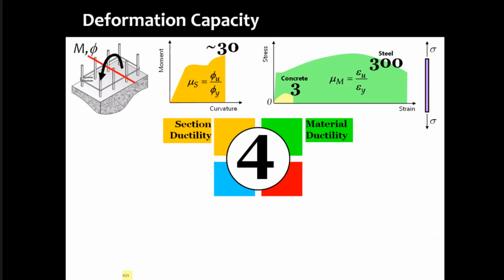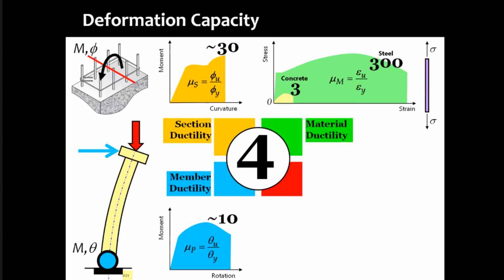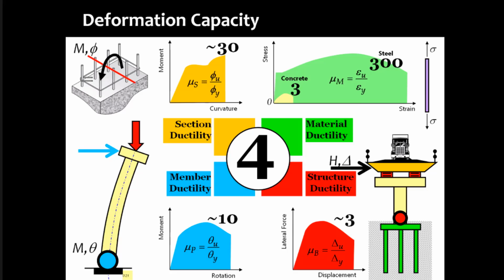Next, we come to section. This is where the game is. You have a choice to design the section carefully, and a little later I'll talk about how to make sure that you do all the right things. And the ductility here comes down to 30. From 3 and 300 together, it will give you a section ductility of 30. But if I put that in a member, the member ductility comes down to 10 as far as curvature is concerned. And then if I put the whole bridge together, I'm getting a displacement ductility of 3.